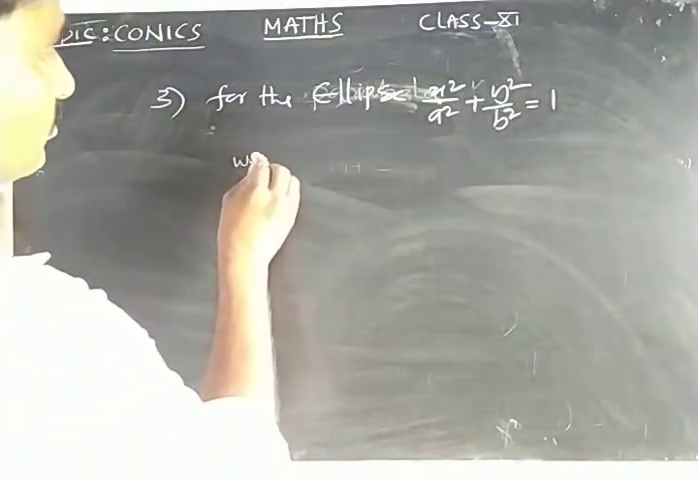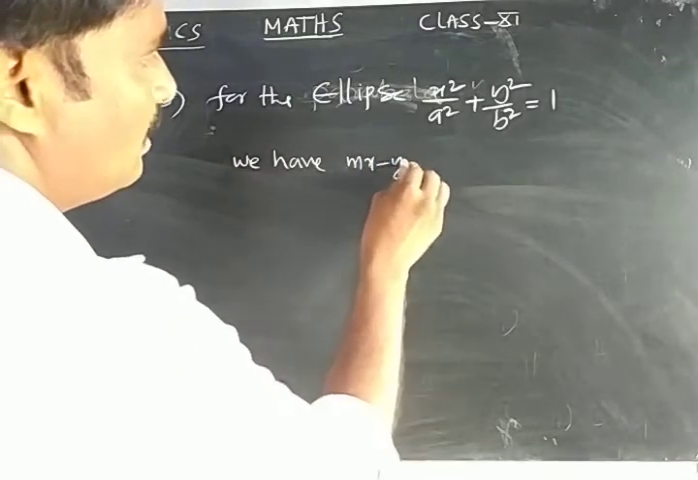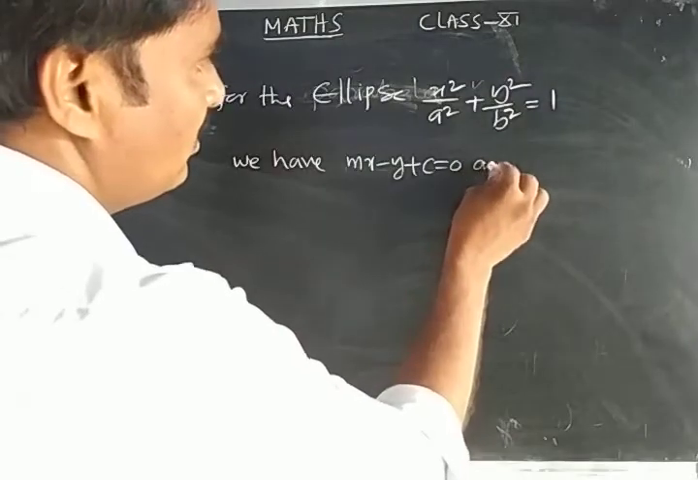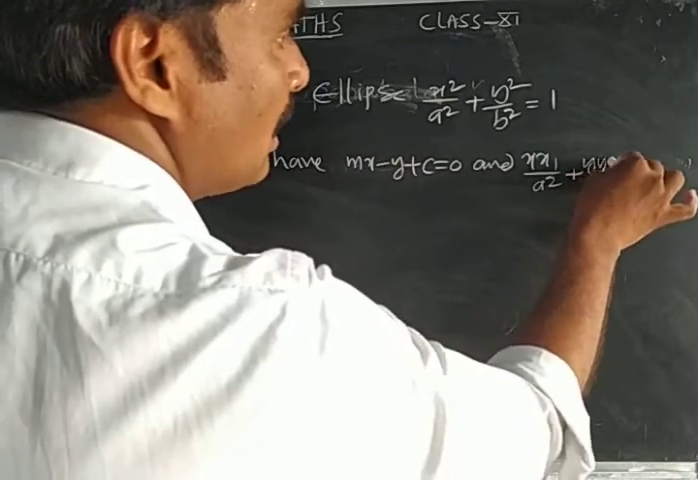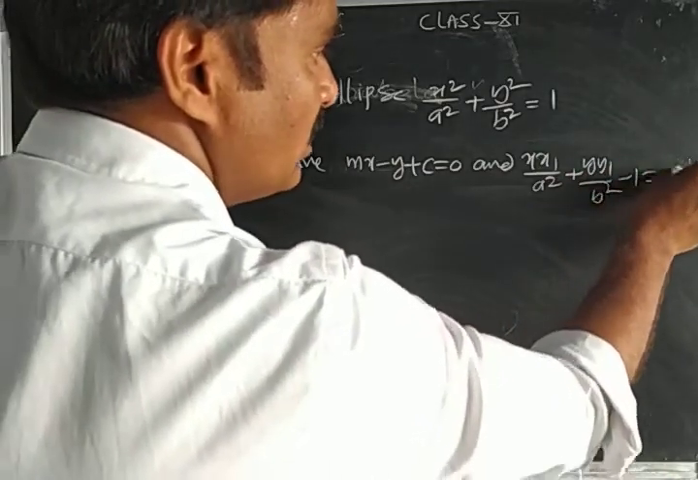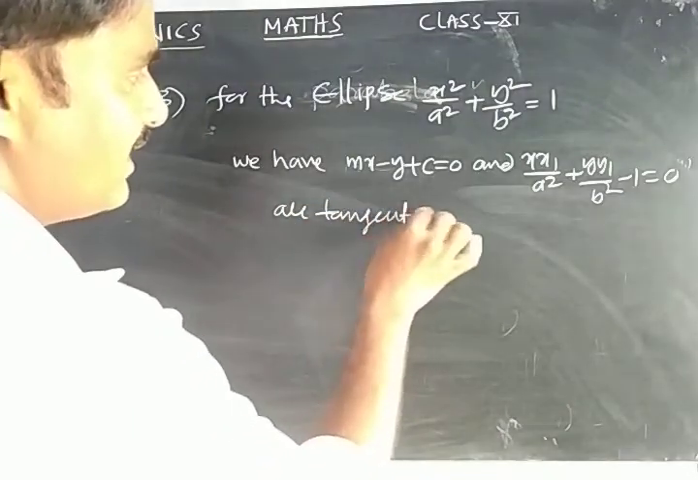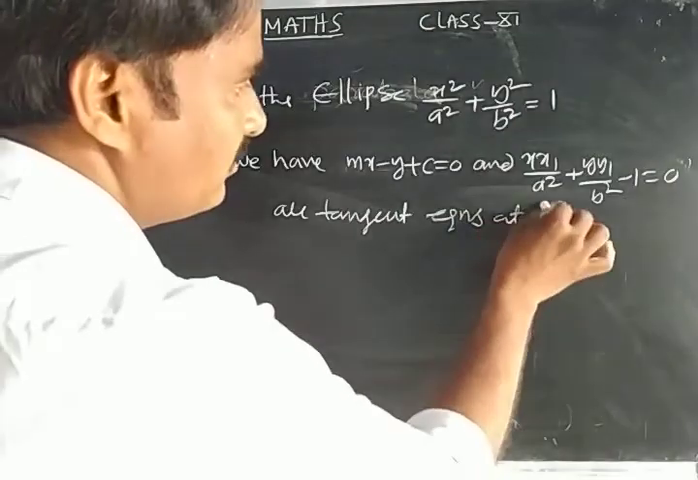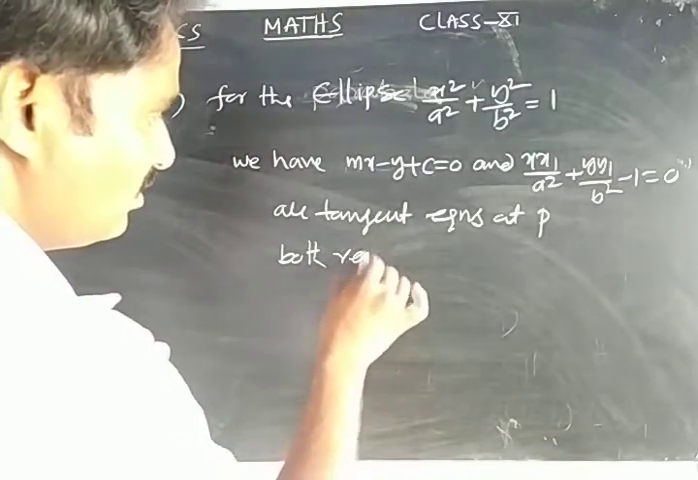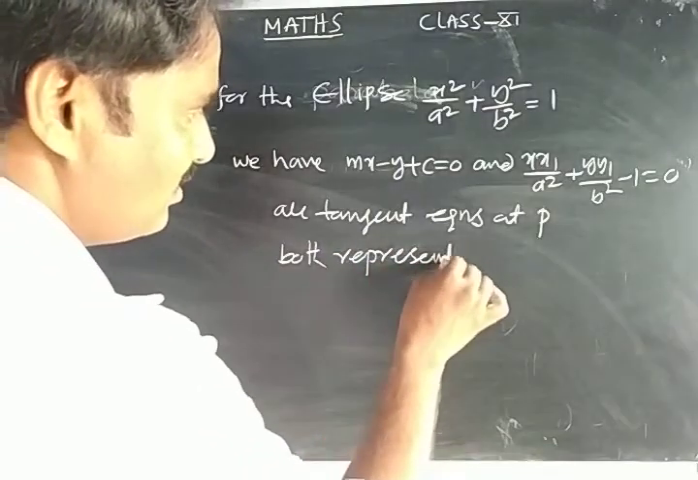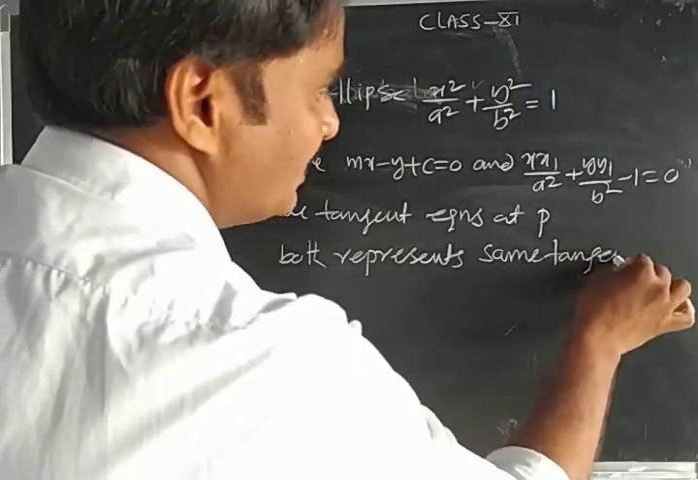Okay. Now write down 1 and 2. So we have mx minus y plus c equal to 0 and xx1 by a square plus yy1 by b square minus 1 equal to 0 are two tangent equations at P. Both represent the same tangent.